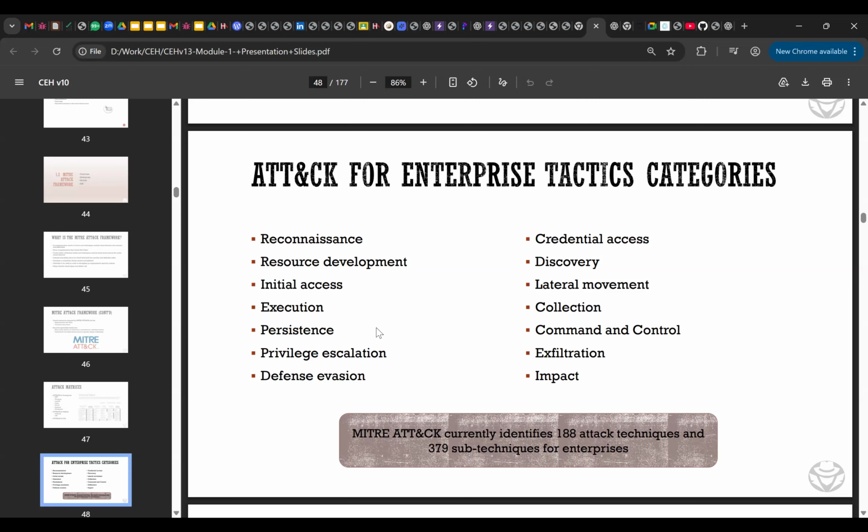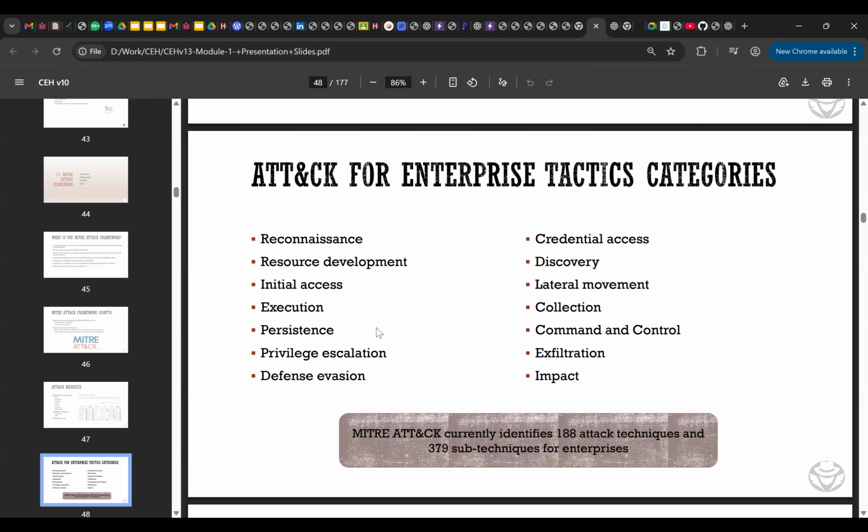Then we have credential access. Credential access means whenever we want to gain some credentials. Let's say on a server there is an AD server, and there are 100 users that got authenticated on that AD server. The data of those 100 users is present on that particular AD server, their NTLM hashes, their usernames. If I want to access that information, the tactic is known as credential access.